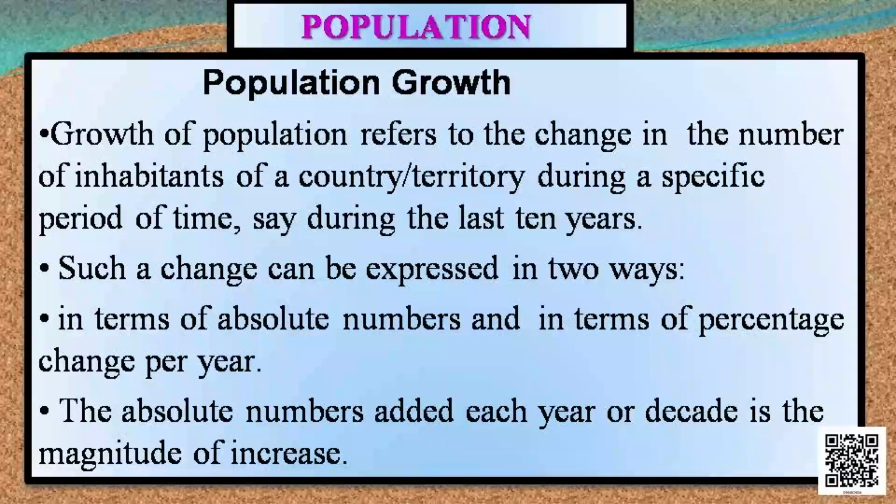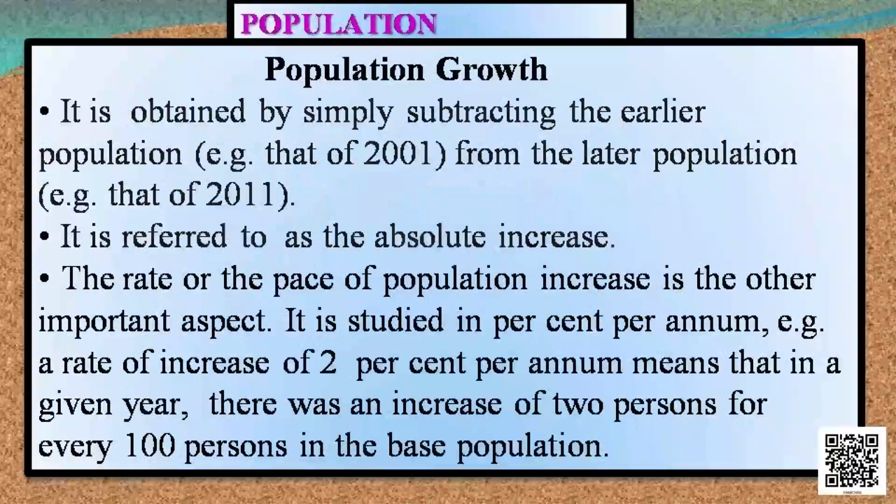That means, for example, in a period of 10 years. It can be expressed in two ways: in terms of absolute numbers or in terms of percentage change per year. The absolute number that is added each year or in a decade is the magnitude of increase, and it is obtained by simply subtracting the earlier population, that is of 2001, from the later population, that is 2011. This is referred to as the absolute increase.